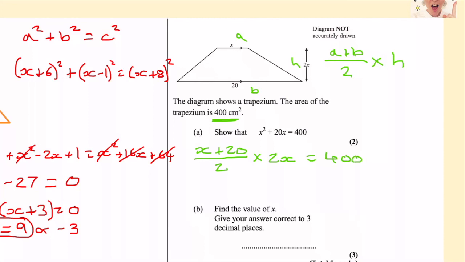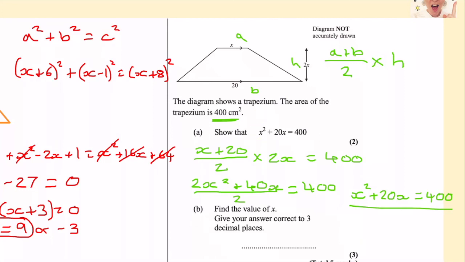Now, if you multiply by 2x, it's just the same as multiplying the top of the equation by 2x. So we would end up with 2x squared plus 40x over 2 equals 400. I've run out of space a bit, but can you see that fraction? And we divide it by 2, we just get left with x squared plus 20x equals 400, which is what they asked us in the show that.